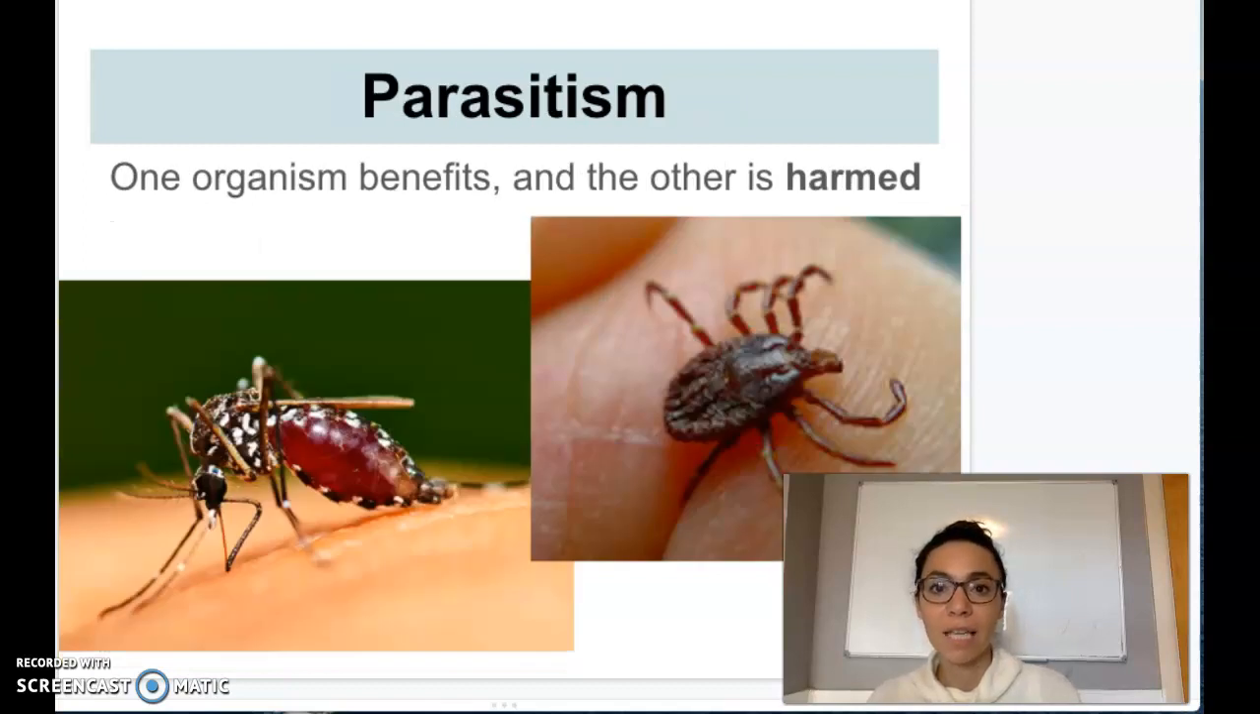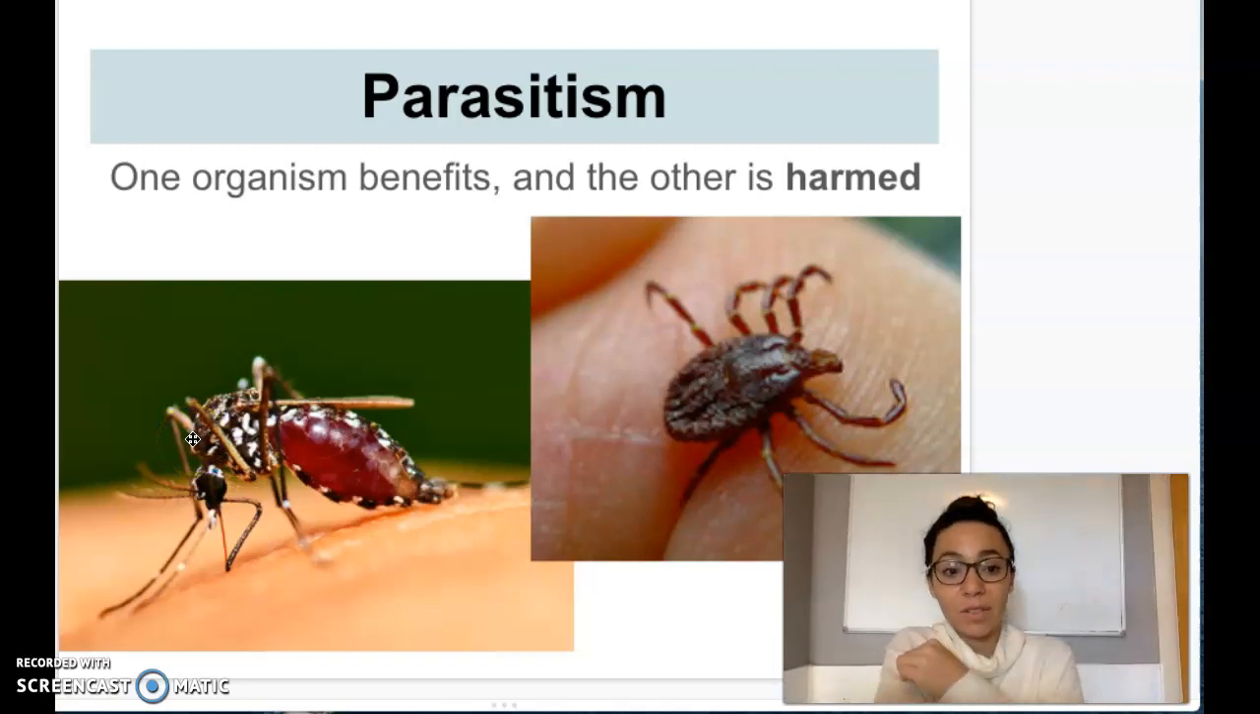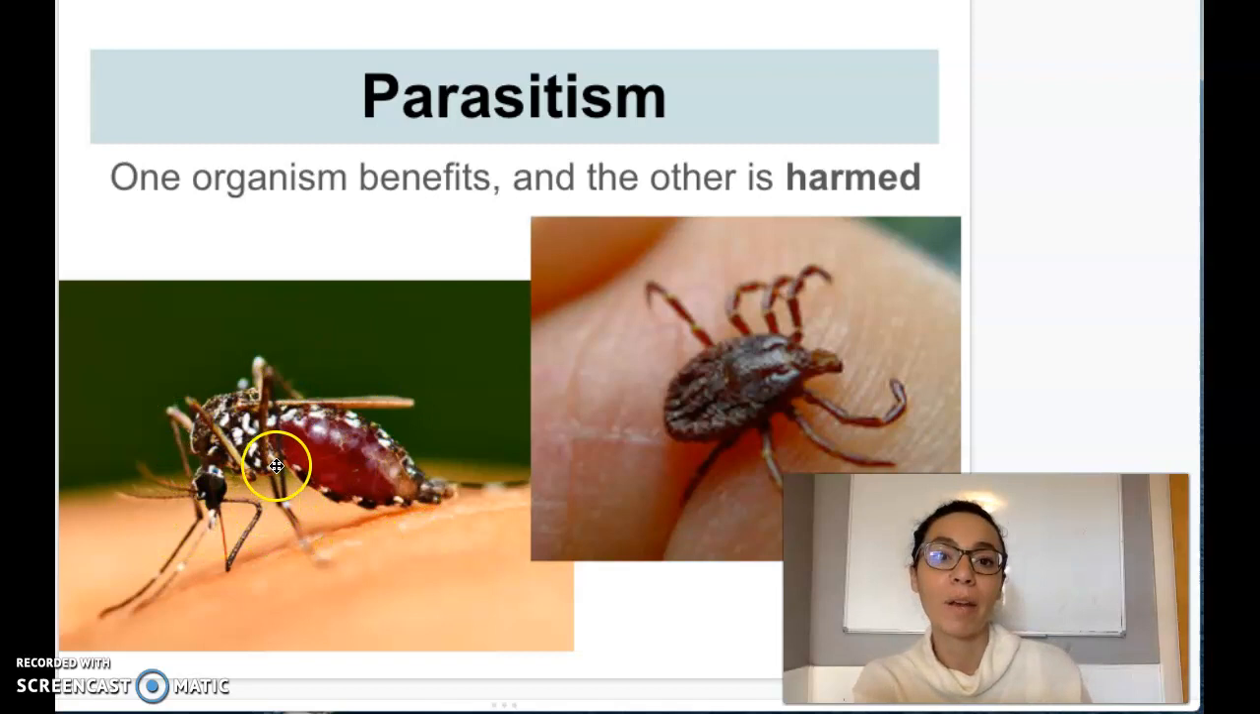Lastly, we have parasitism. So this is when one organism benefits and the other is harmed. So for example, this is a mosquito. A mosquito, it bites your arm, right? It bites your skin and it drinks your blood. So the mosquito is benefiting because they're getting food, but we're being harmed because we have an itchy bump and sometimes they can carry disease. Okay, so we are harmed and the mosquito benefits.